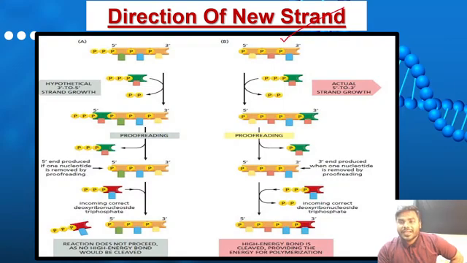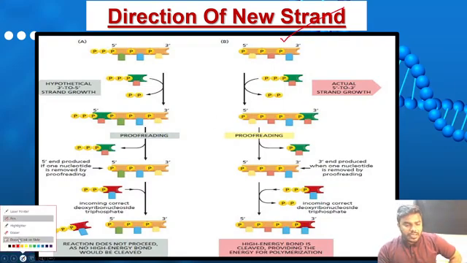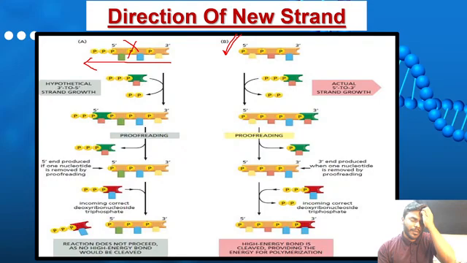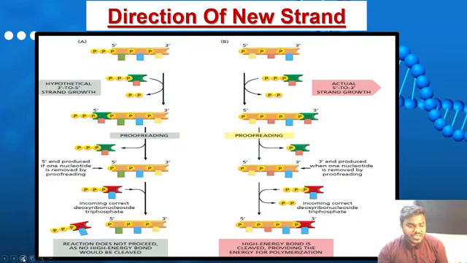Now listen, the direction of the new strand. You all commonly know, right friends, the new strand has to be synthesized in which direction? 5 prime to 3 prime. Now we are going to prove in this particular slide why the DNA new strand should not be synthesized in the 3 prime to 5 prime direction, and why it has to be synthesized only in the 5 prime to 3 prime. Now we are going to prove it. Everyone pay attention and try to understand every single point.